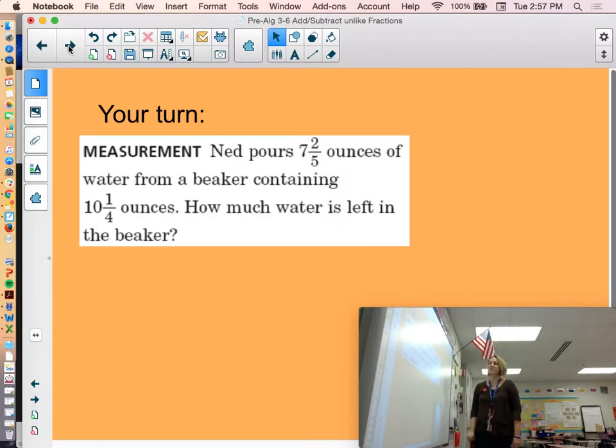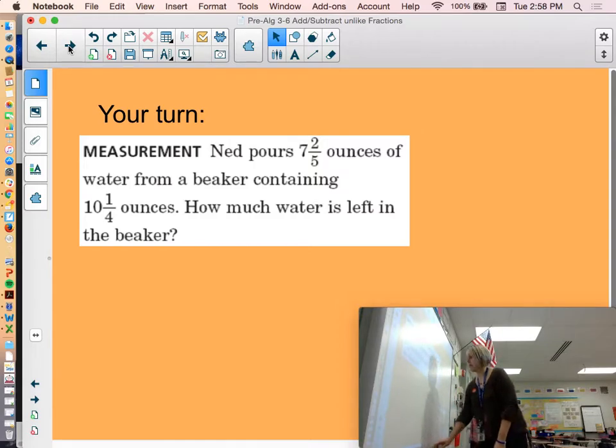All right, one more. For this measurement problem, Ned pours 7 2/5 ounces of water from a beaker containing 10 1/4 ounces. How much water is left in the beaker? So we're starting with a big amount and we're pouring some out.